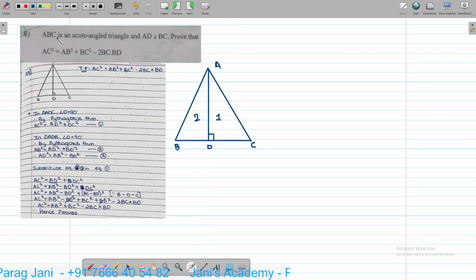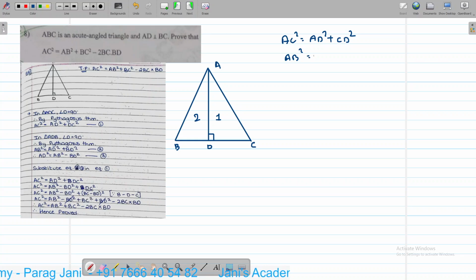Okay, question number 8. In triangle ABC, an acute triangle, and AD perpendicular to BC. Prove that so and so. Now what I am doing, I have to take again two right triangles. Here AC square is equal to AD square plus CD square. In another triangle, AB square is equal to AD square plus BD square.